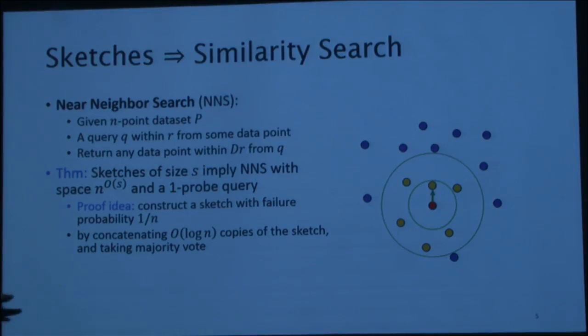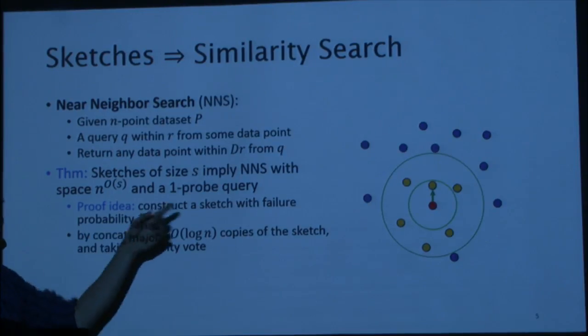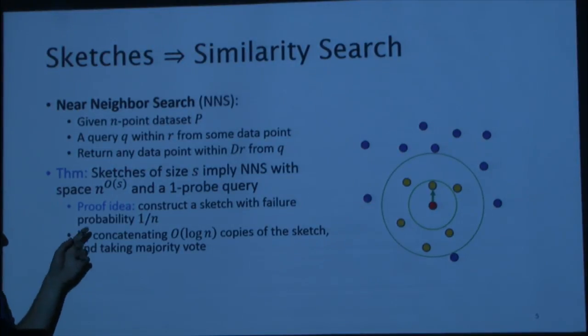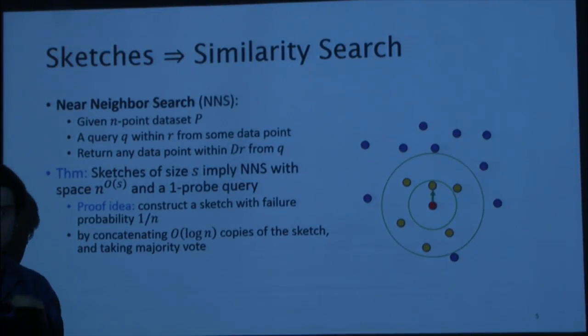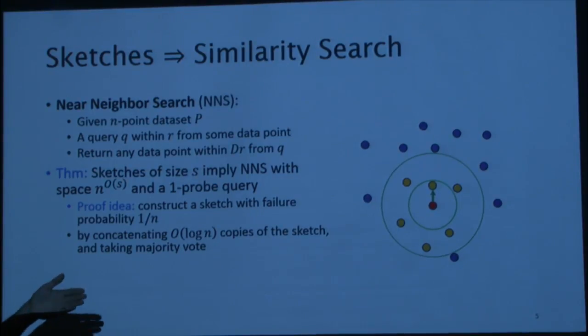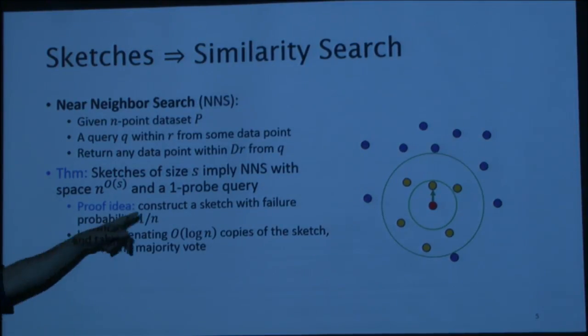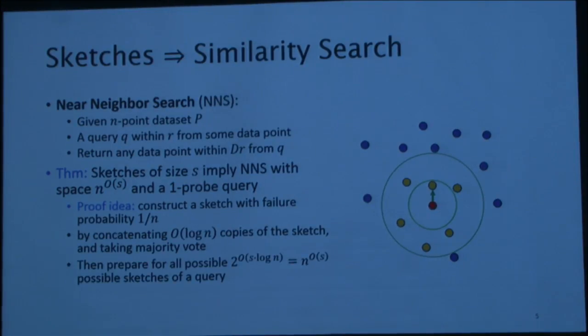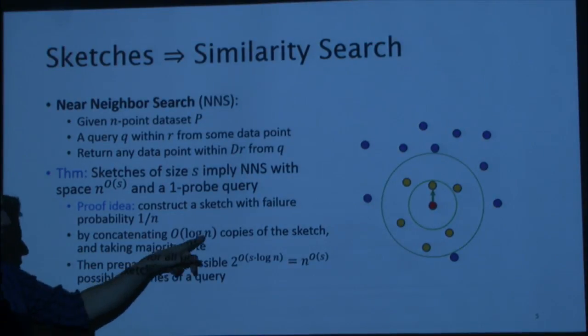Okay, and the proof idea is very simple. Taking this sketch, which has success probability of 2/3, we can amplify using standard techniques to have failure probability of 1 over n. To do this, we just take, let's say, order of log n independent sketches and do a majority vote. So we take log n copies of each sketch and take a majority vote. This gives a sketch which has failure probability less than 1 over n. So up to this moment, we got a sketch which has very small failure probability, but has sketch size which is s times log n.